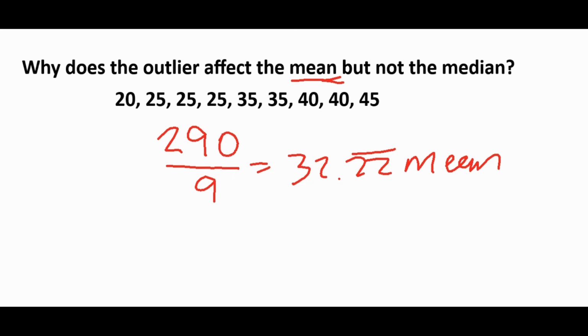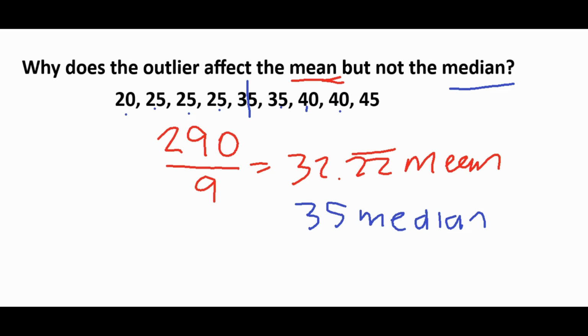However, the median is the number in the middle. So if there are 9 data points here, we can go 1, 2, 3, 4 on this side, 1, 2, 3, 4 on this side. The 5th number is this number right here. That means that the median is 35. So if the median is 35 and the mean is 32.22, how does an outlier affect it?